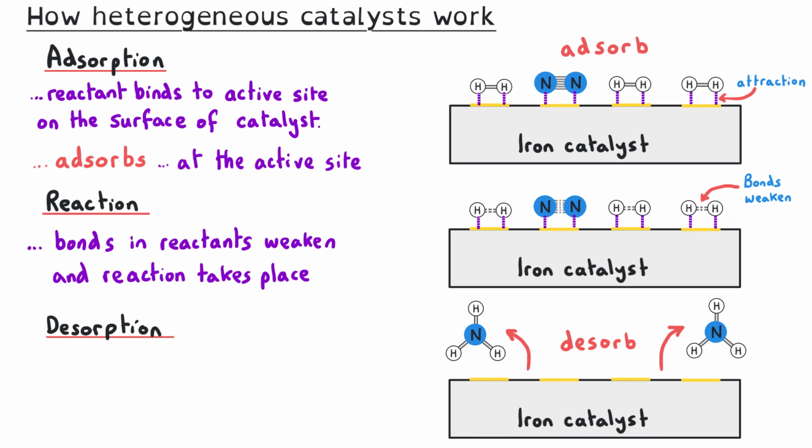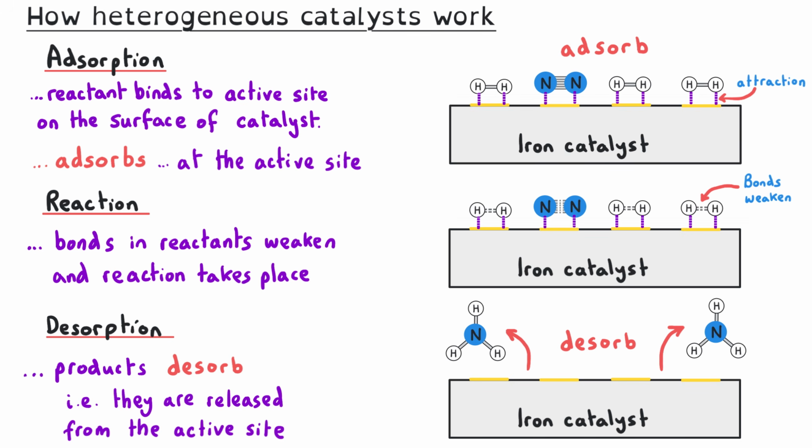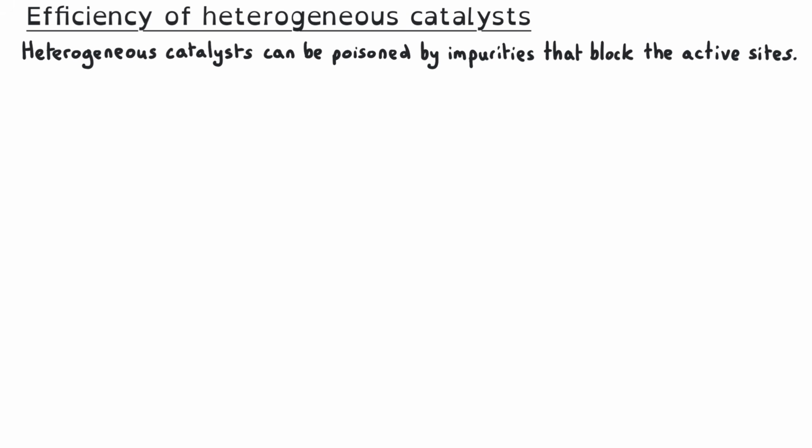And then the final stage is known as desorption. And this is where the products are released from the active site. So in this case, we would have our ammonia molecules being released from the active sites of the iron catalyst. We would say that they desorb from the surface of the catalyst.